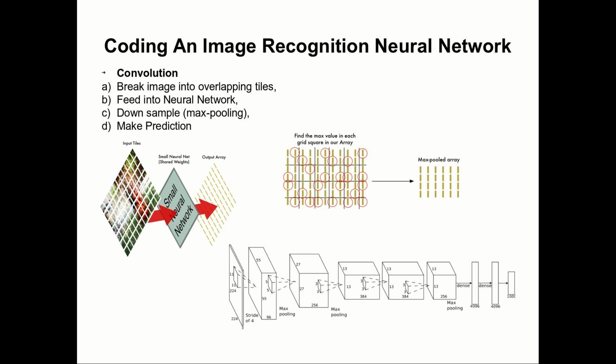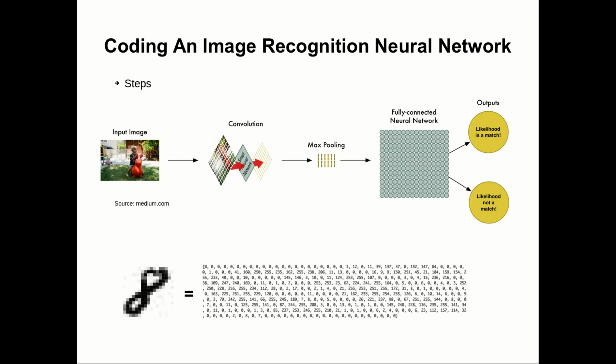So the solution was to introduce convolution. Convolution is what we saw earlier, this approach here, where we have an image broken down, fed into separate small neural networks. The results are downsampled. Okay, one way to downsample is max pooling. Another way could be averaging, another way could be the highest frequency, and so on and so forth.